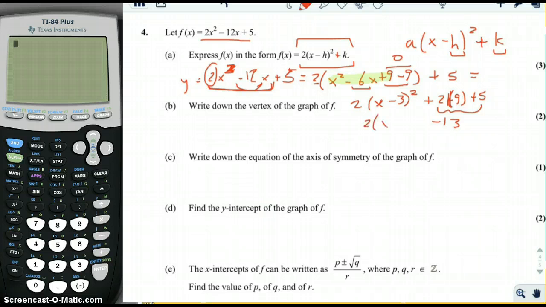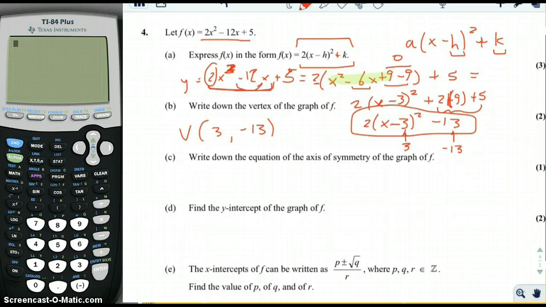So we have just put that quadratic into vertex form. So we have x minus 3 and negative 13. Then it says write down the vertex of the graph of f. Well, once we put it in vertex form, we know that this 3 is the x-coordinate of the vertex, and this negative 13 is the y-coordinate of the vertex. So we can put 3, negative 13.